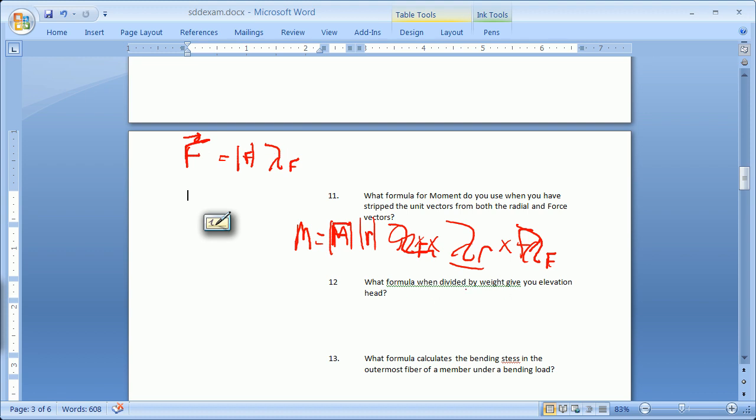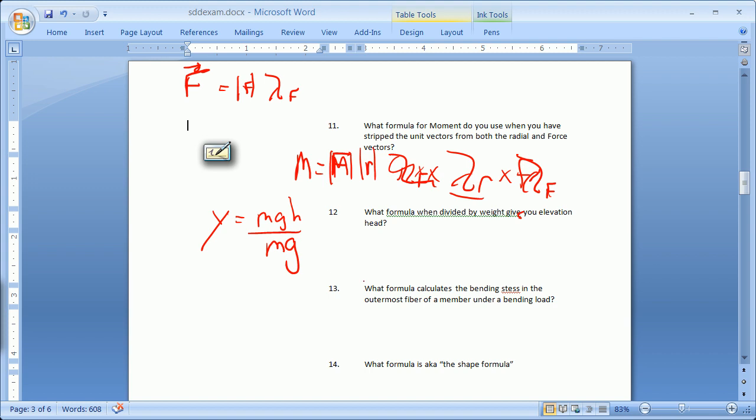What formula when divided by weight gives you the elevation head? You'd have to know the elevation is head. It's mgh over mg, or the weight. Energy, foot-pounds of energy, divided by pound of material.